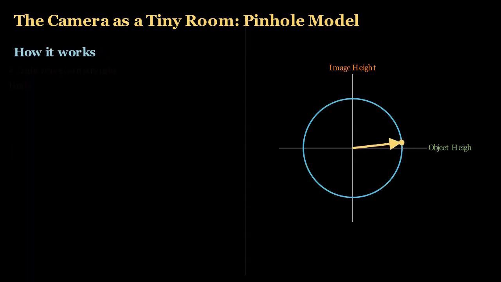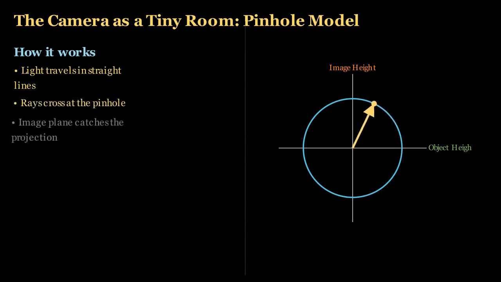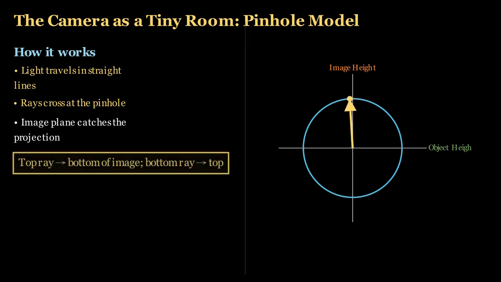Light bounces off an object and travels in straight lines in all directions. Only the rays aimed exactly at the pinhole get through. Because the hole is so small, a ray from the top of the object must angle downward to pass.